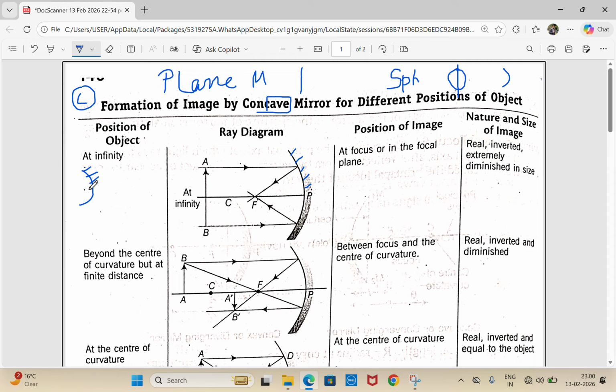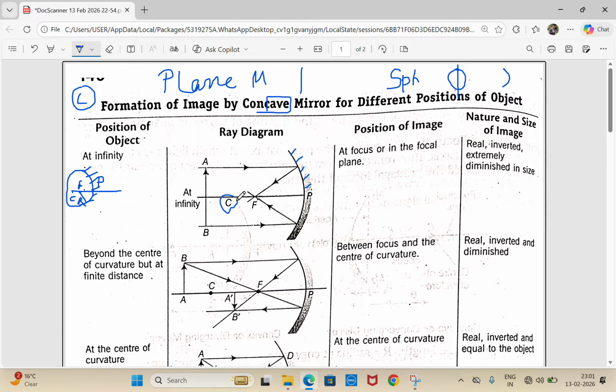Now there are some basic definitions, like pole. The midpoint is known as the pole, and there is a focal point, and there is a center of curvature. The center of curvature is basically this: if the mirror is a complete sphere, and this is the radius, then the center is known as the center of curvature.